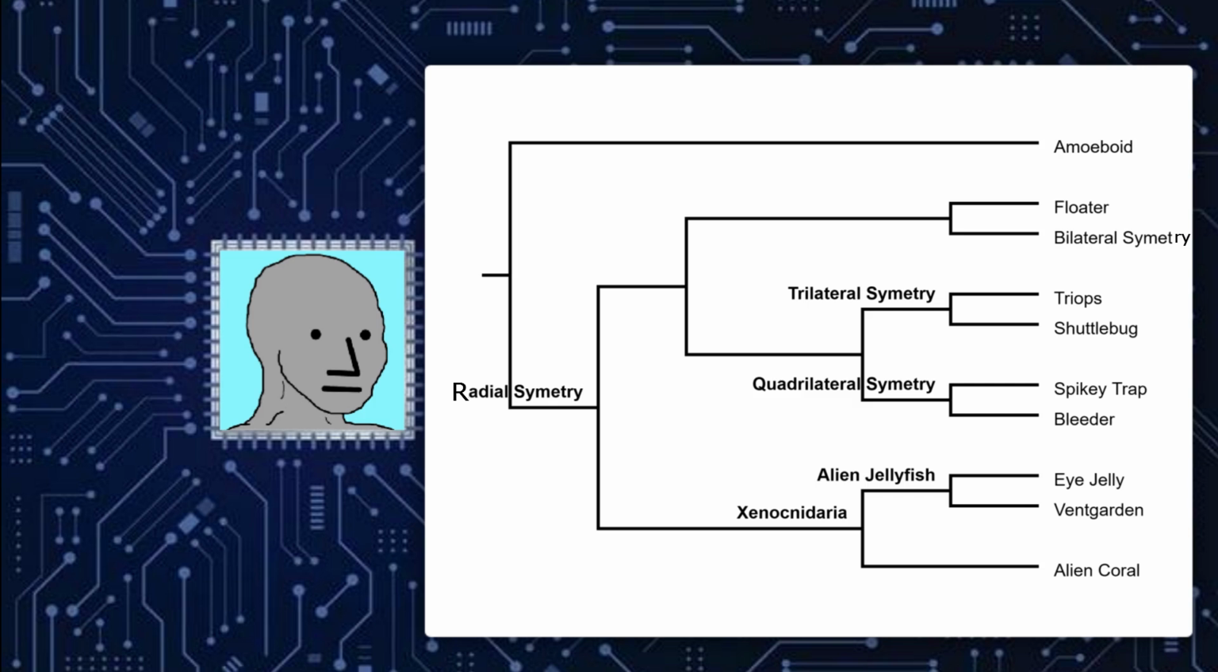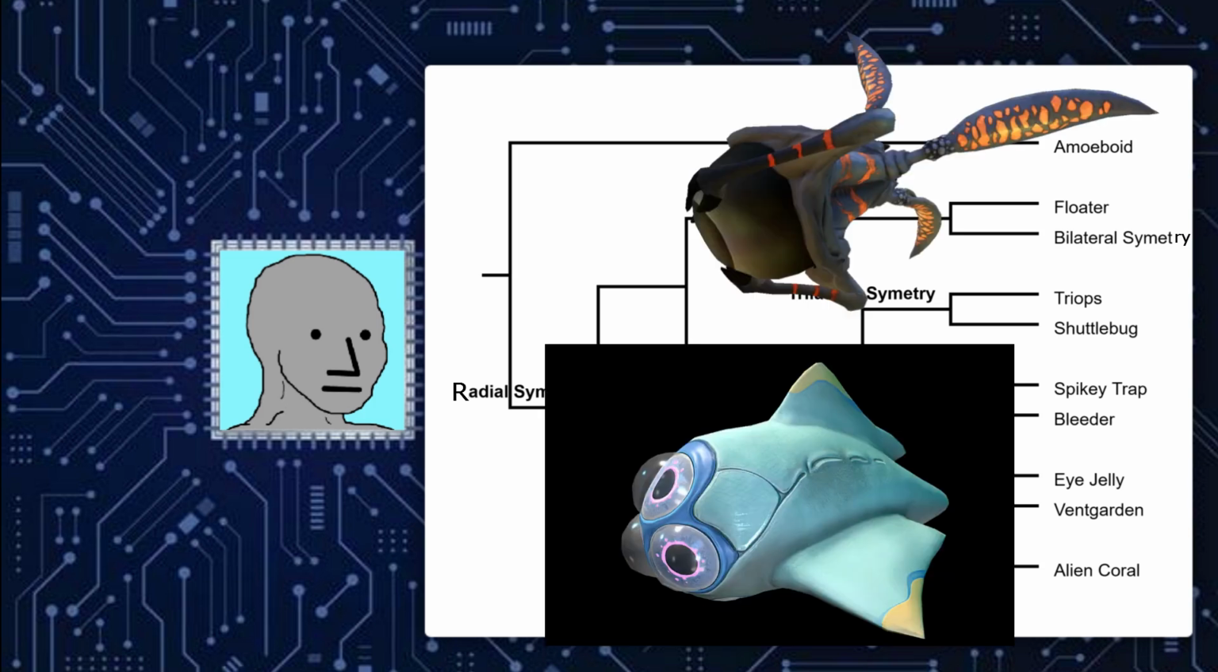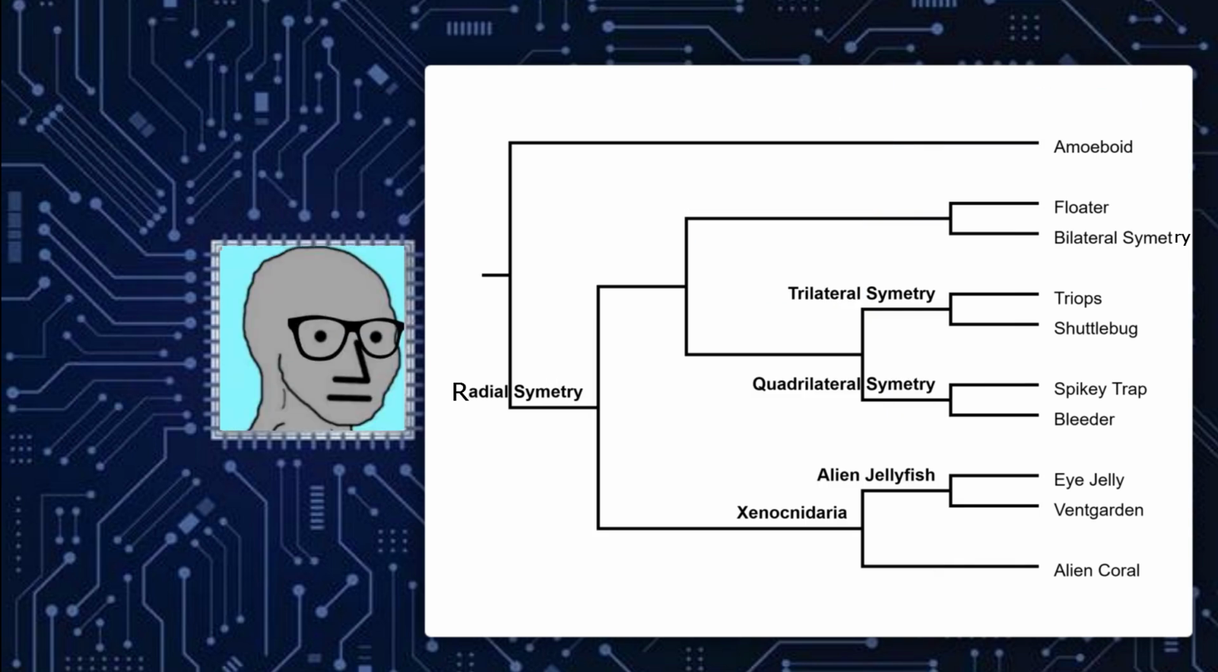Trilaterally symmetrical organisms are only represented by the saddlebag and the triops. They are very distinct from one another, and that leads me to believe that trilateral alien creatures were a lot more diverse in the planet's prehistory before being outcompeted by the bilateral ones. Or maybe they are still dominant in different parts of the planet that haven't been explored in-game.